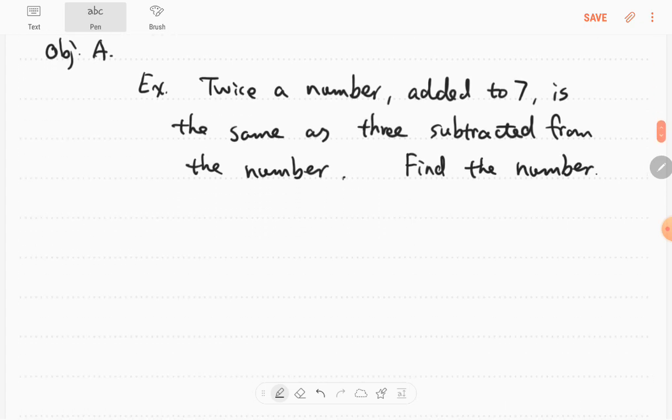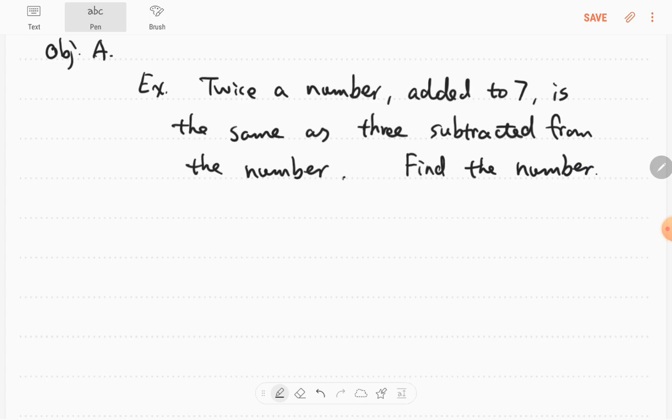So basically, when we have this kind of problem, find the numbers, we will just set the number as our variable. Here, maybe we will just pick X as the variable. So we first read the question. Twice a number added to 7 is the same as 3 subtracted from the number. So we understand this is the first step after we read our question.